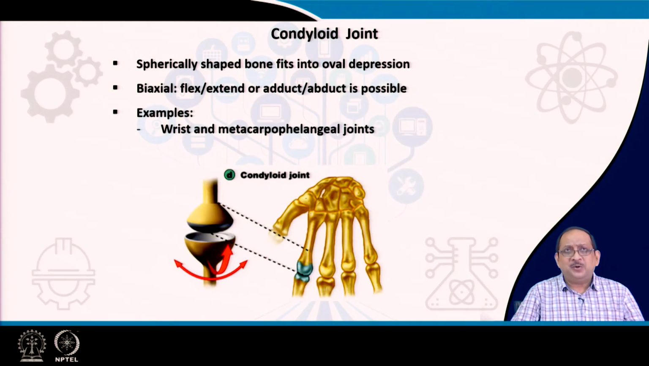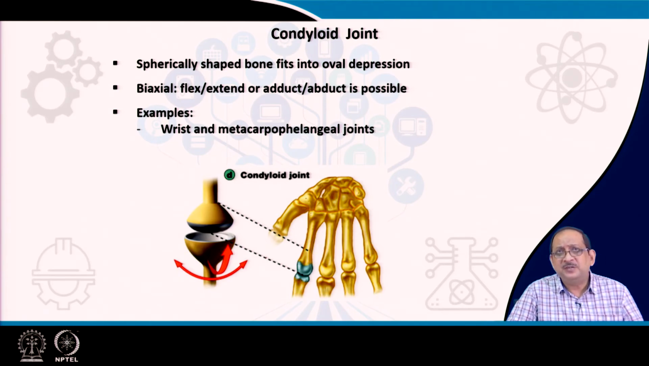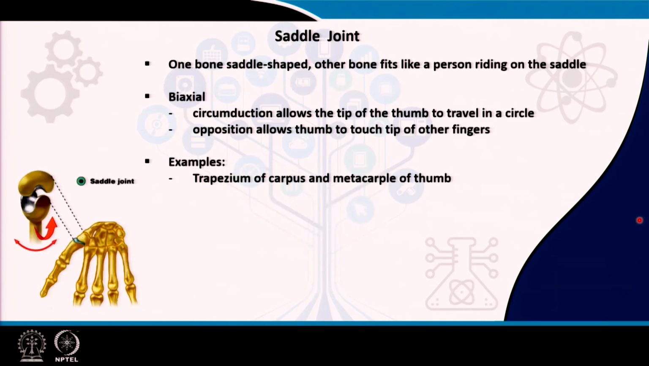The condyloid joint is formed when a spherically shaped bone fits into an oval depression. The movements are biaxial in nature. So, flexion, extension, abduction, and adduction are possible movements. Examples of these condyloid joints are the wrists and metacarpophalangeal joints.